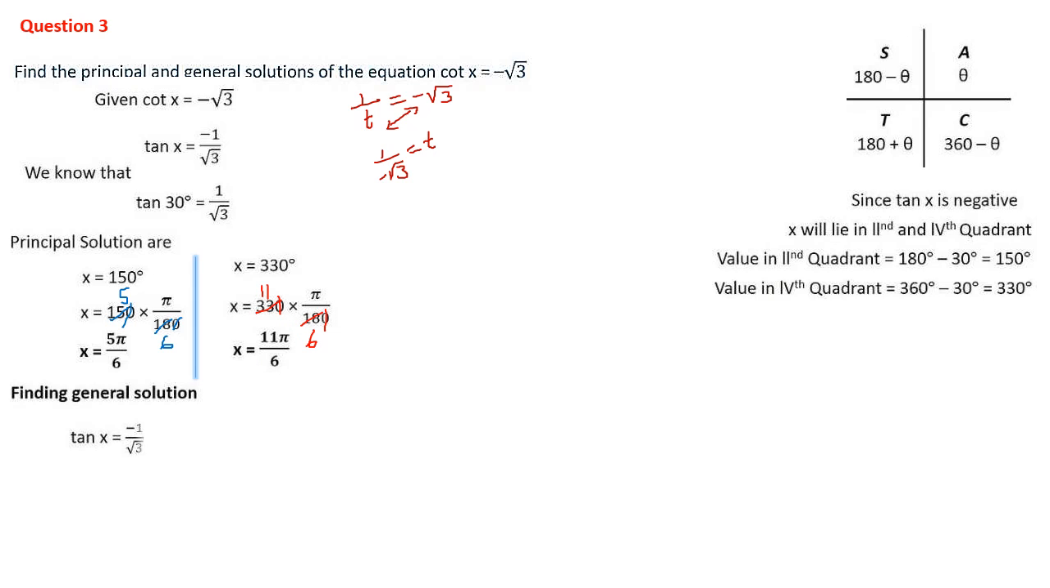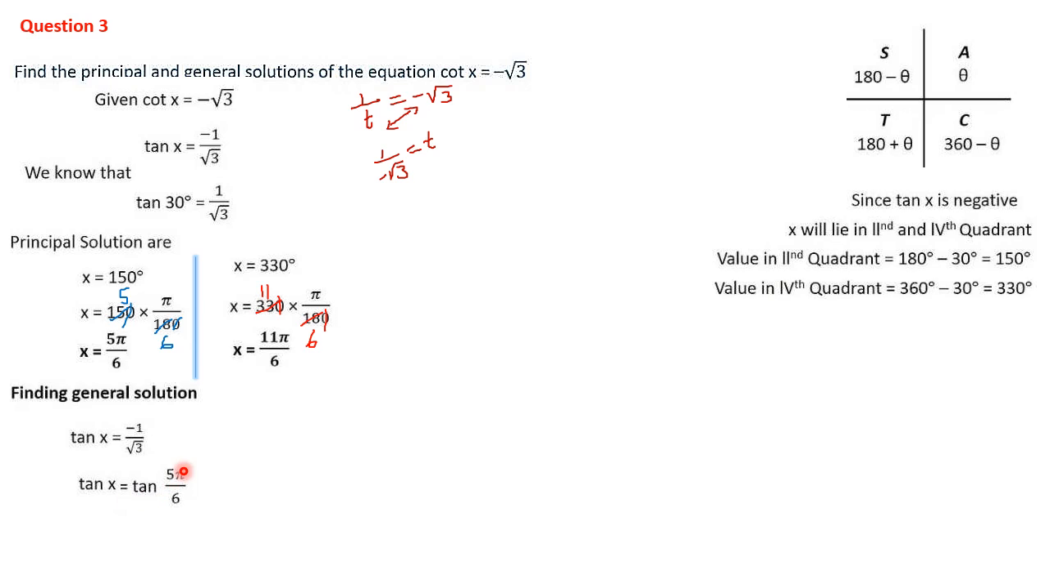Next we have to go for the general solution. General solution: tan x is equal to minus 1 by root 3. That is what we have got. That is, tan x is equal to tan of minus 1 by root 3. Minus 1 by root 3 means the value of x is in the second quadrant or fourth quadrant. Second quadrant or fourth quadrant means 150 or 330. So I am taking the first one. 150 means 5 pi by 6. Please don't take this 30 because it is positive 1 by root 3. So 5 pi by 6 we have to take because it is in the second quadrant. The value will be in the second quadrant because it is negative.